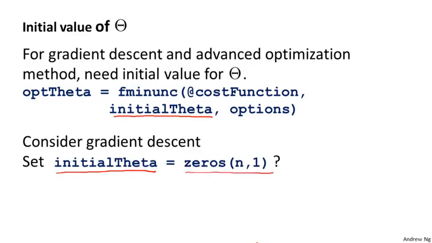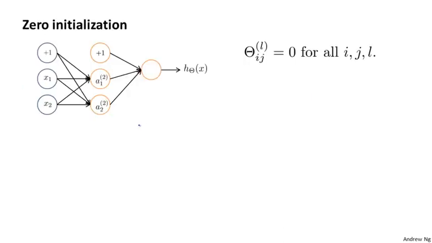Whereas this worked okay when we were using logistic regression, initializing all of your parameters to 0 actually does not work when you're training a neural network. Consider training the following neural network, and let's say we initialize all the parameters in the network to 0.